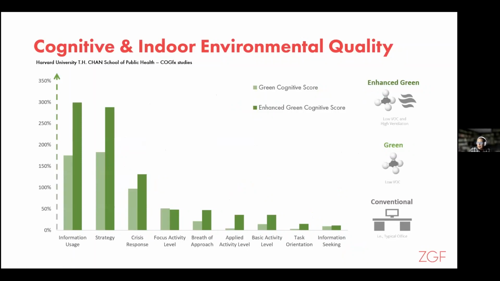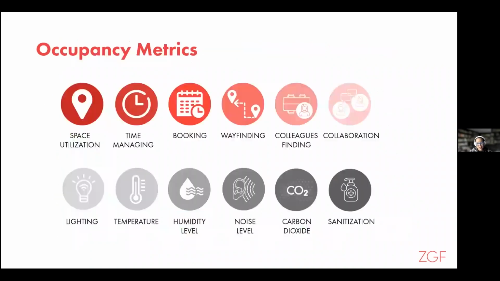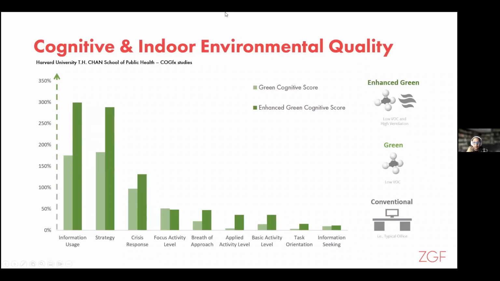Things like the way that you search and use information, or how you perform at basic levels, at applied activity levels, looking at task orientation. This becomes really critical, for example, if you're designing an education building and you're having some conference rooms. How many times have you been in a presentation and you're getting sleepy and tired, and you're really trying to pay attention because it's so interesting, but you can't help it? Well, there's a big chance that it's not you, but the environment you're in that is making you sleepy and making you tired.